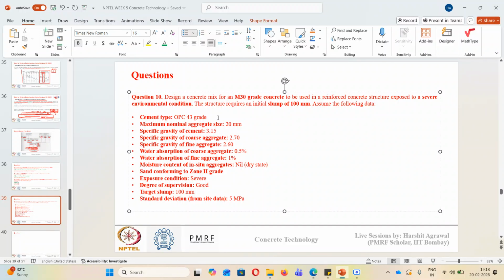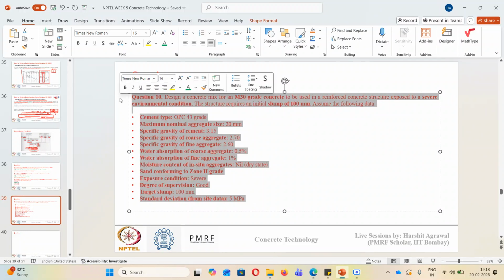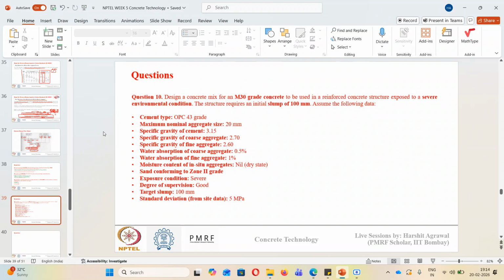We have sand conforming to zone 2 grade. Exposure condition is given to us as severe. Degree of supervision is good. Target slump is 100 mm, and the standard deviation from site data is also given as 5 MPa. Knowing all this data, give it a try to start with the mixture proportioning. Follow one step at a time, do some calculation, and think about how you will do the proportioning. I will wait for a minute and then I will tell you the answer. In the meantime, just tell me the steps of how you will go along.